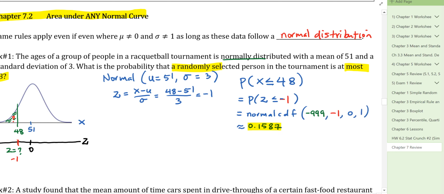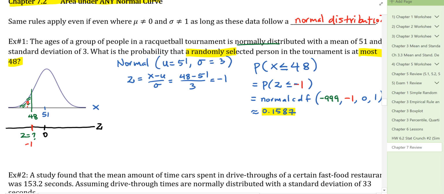Right. Now we can answer the question in a complete sentence. I say the probability that a randomly selected person in the tournament has a score of at most 48 is 0.1587. You can also interpret it in a different way using proportion. I can say that the proportion of tournament scores that is less than 48 is 15.87%. Right? So that's just answering the question in a complete sentence.